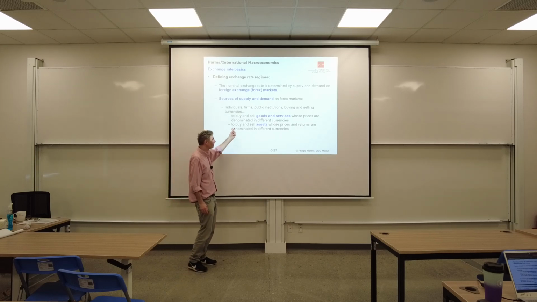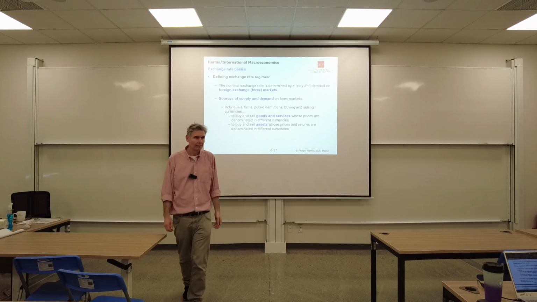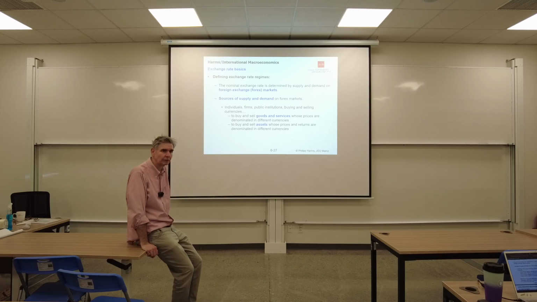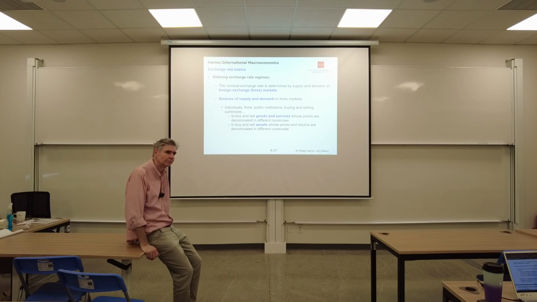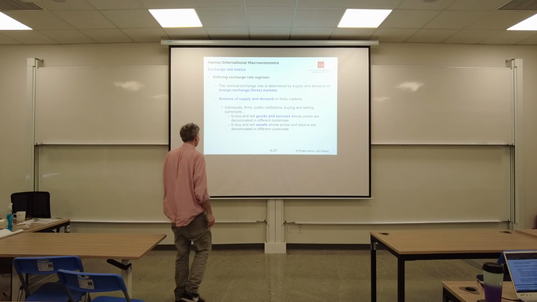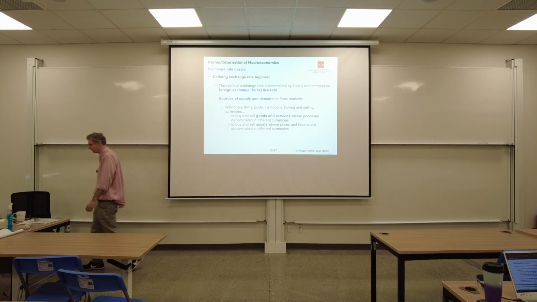The other one is to buy and sell assets. So if I want to buy a US government bond, I have to have dollars to start with because the US government bond is denominated in dollars. If I want to buy a bond issued by the Vietnamese government, and suppose that it's issued in Vietnamese dong, I need Vietnamese dong. So we have different motivations to buy and sell currency.